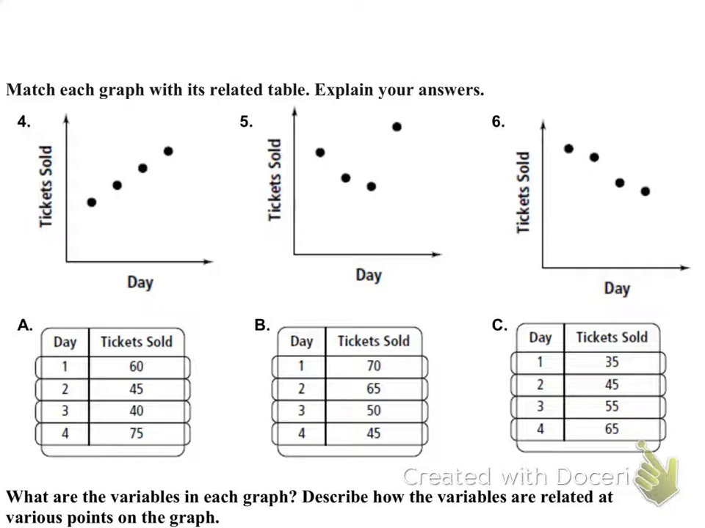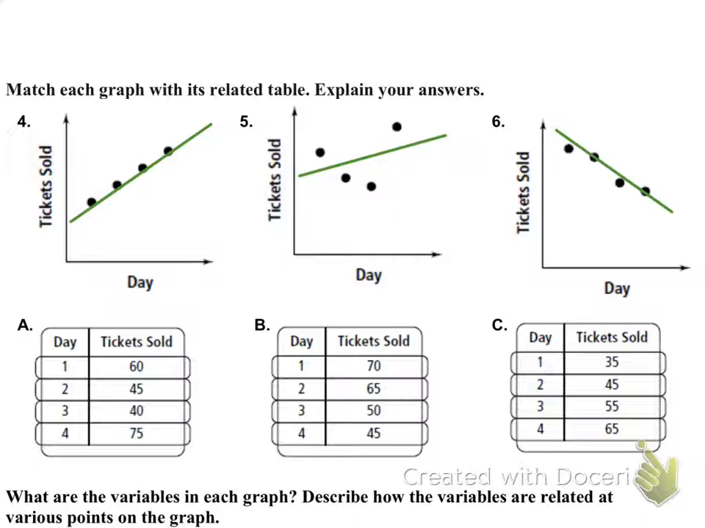All right, match each graph with related table. So I know my trend line here is positive. This one looks to be something, if I were to put it in the middle, it'd be like that. And then this one is about right here. This one is negative, but if I have all these points here, I guess you could say the trend line would be something like that.